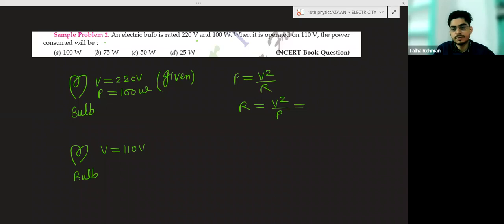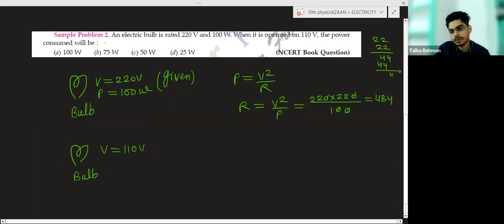So R is V square by P, which means 220 multiplied by 220 divided by power, which is 100. Cancel out, cancel out. 22 multiplied by 22, I think 484 it will be. 22 and 22, 44 and 44. 484. Okay, so resistance is 484 ohm. Now you have the resistance here.